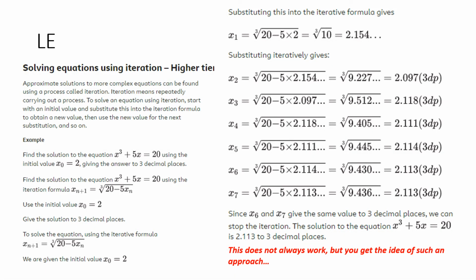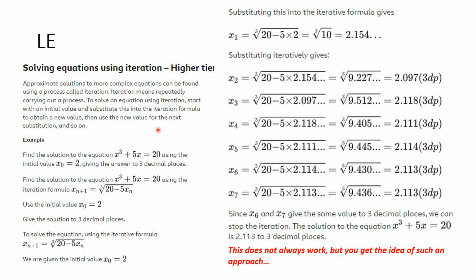Now we're going to talk about a different type of thing, but this also arises, and you may remember this from your algebra course and maybe not. This is talking about solving equations using iteration. Approximate solutions to more complex equations can be found using a process called iteration. Iteration means repeatedly carrying out a process. To solve an equation using iteration, start with an initial value and substitute this into the iteration formula to obtain a new value.